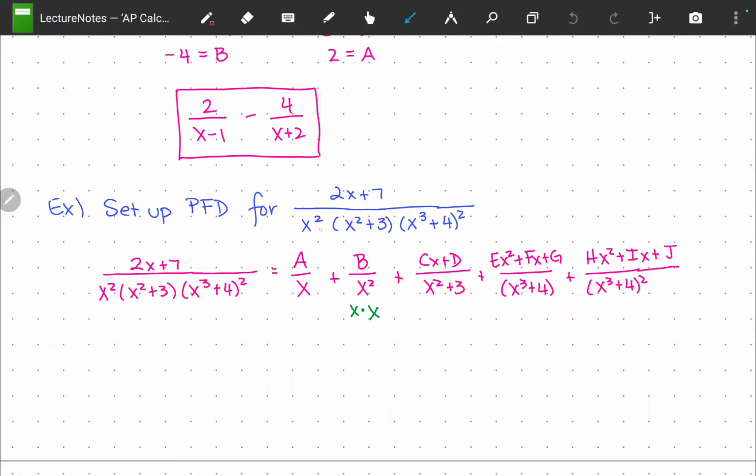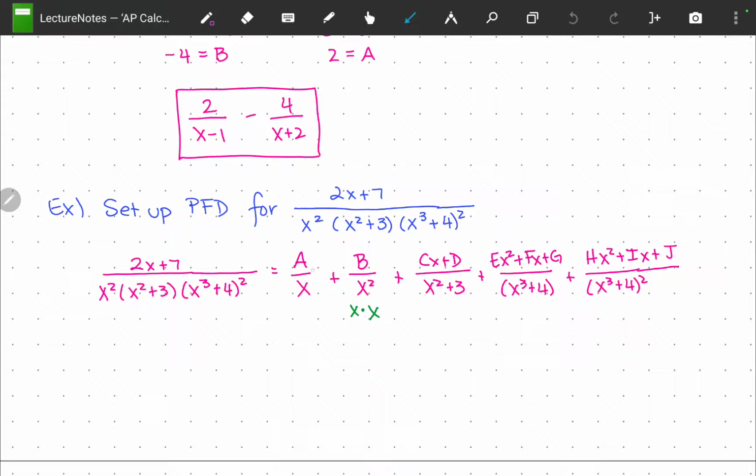And so we have this denominator. The numerator actually is irrelevant when you're setting it up. But if you look at the denominator, we actually have some factors that have been repeated. This x cubed plus 4, since it's squared, that means that this factor gets repeated twice. And then this is x squared. It's like x times x. The x factor is getting repeated twice. Anytime you have repeated factors, you're going to need multiple denominators.